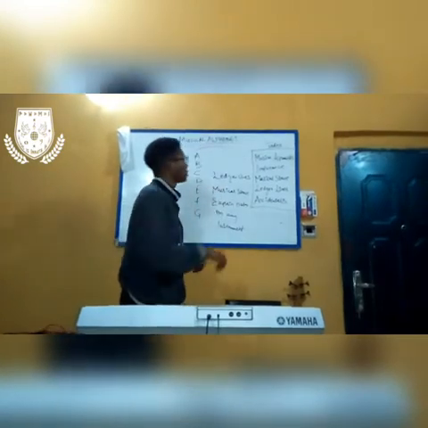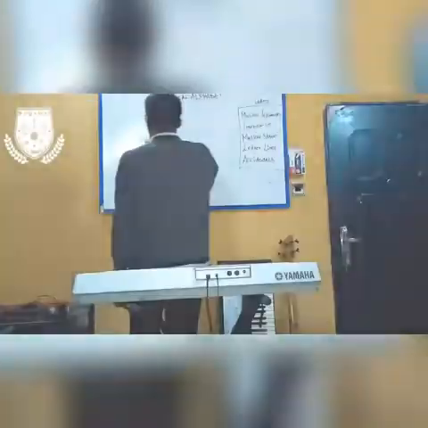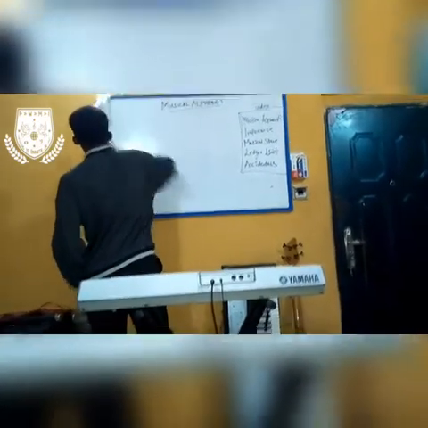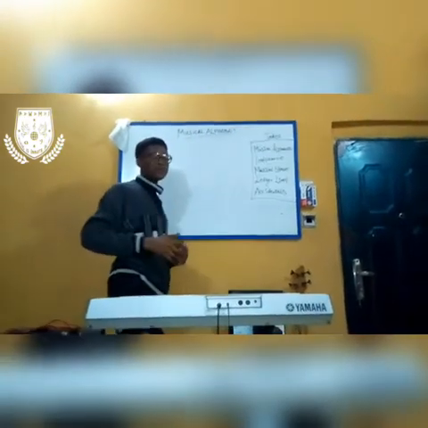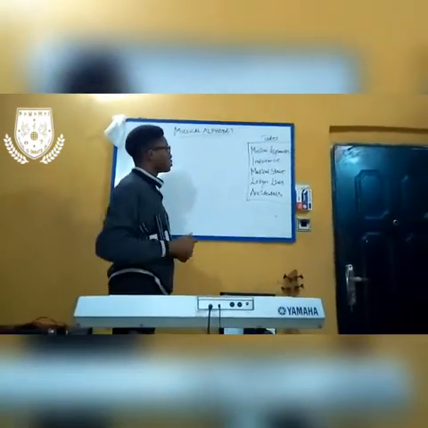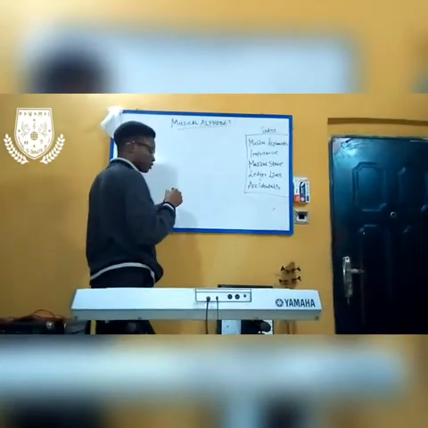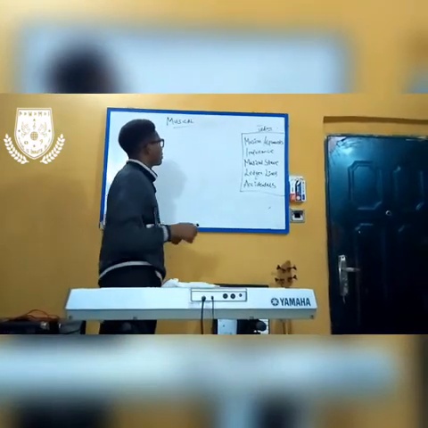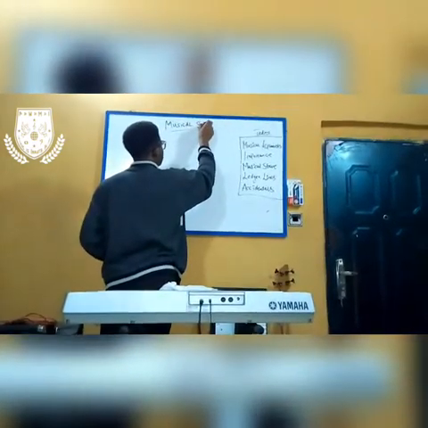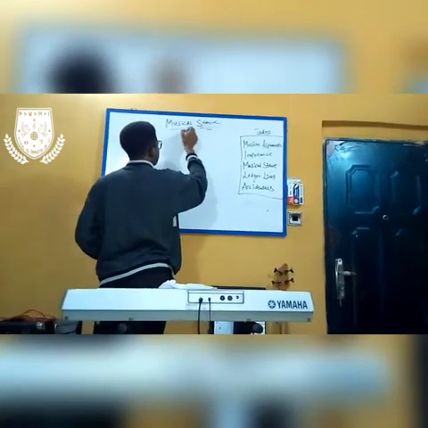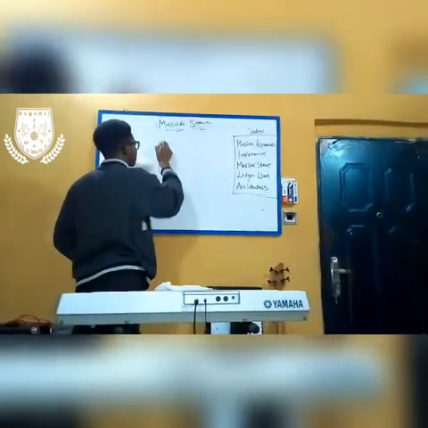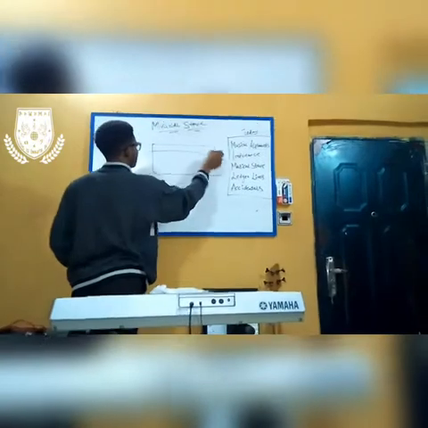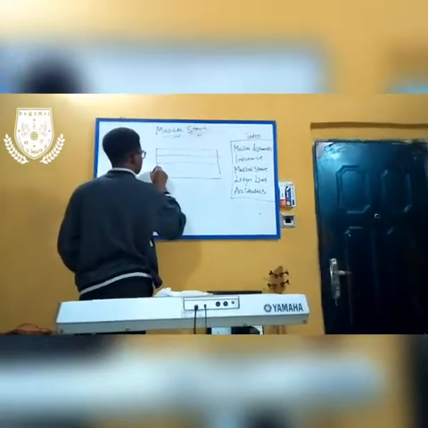Now we're going to talk about the musical stave. What is a musical stave? The musical stave is a bar made up of 5 lines and 4 spaces. In the musical stave, you have 5 lines and 4 spaces.